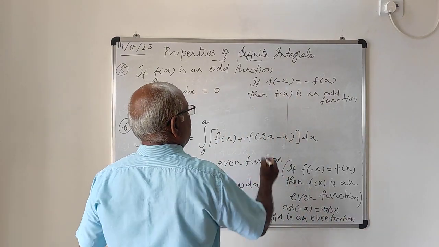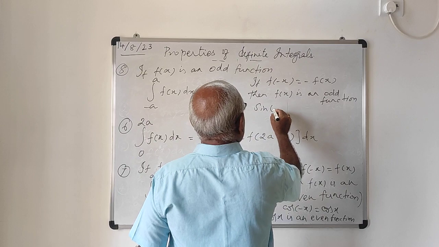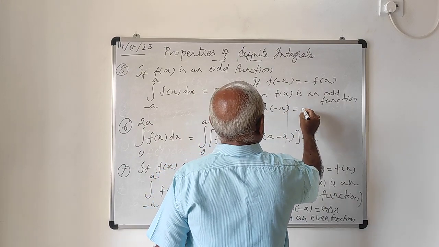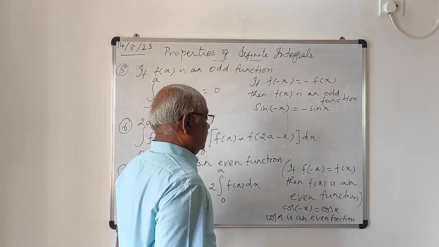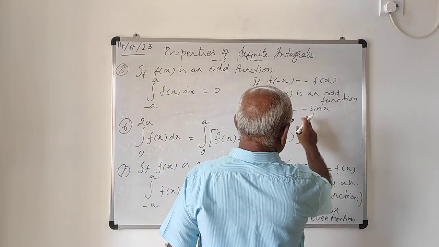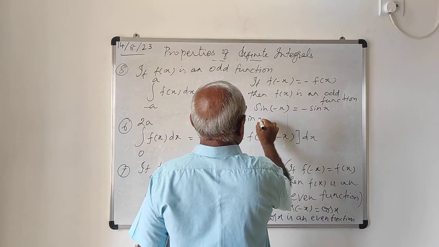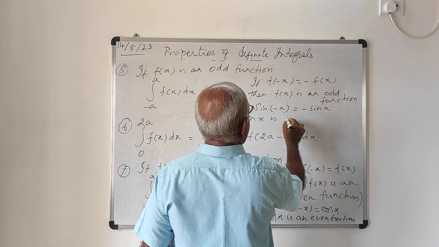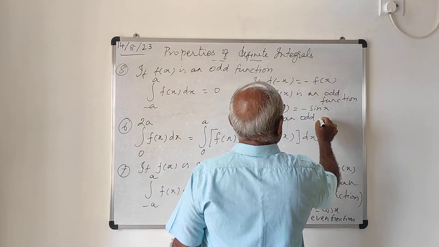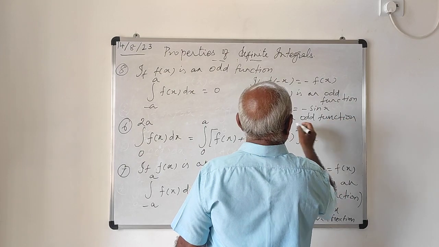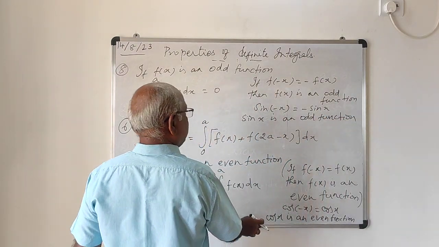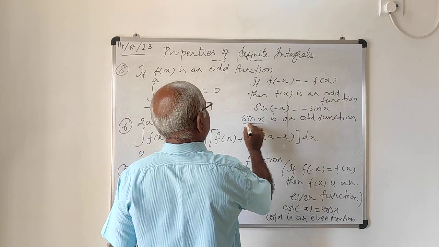Sin of minus x equals minus sin x. In this case, f of minus x equals minus f of x. Therefore, sin x is an odd function. So, an example of an even function is cos x, and an example of an odd function is sin x.